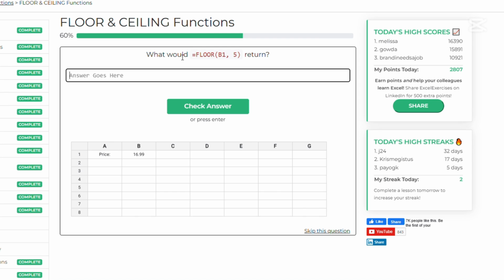Right? What would floor B1 with multiple 5 return? So B1's here, a multiple of 5. The lower one is going to be 15, right? Because it's a multiple of 5.